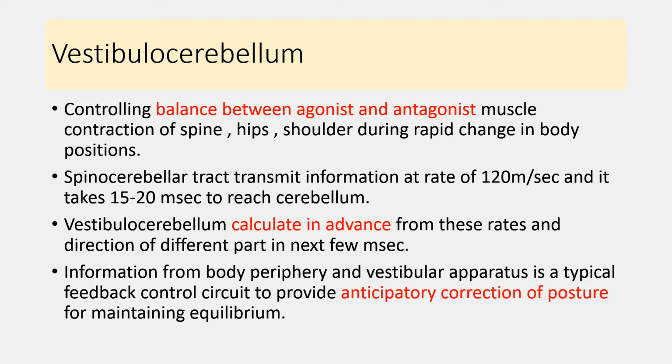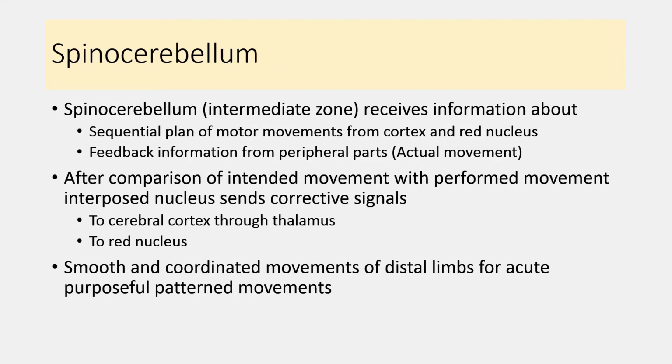So during rapid changes in the body movement, the vestibular nuclei and the peripheral input provide the information for the correction of the body posture, and in this manner the vestibulocerebellum is helpful in the regulation of the equilibrium and the posture during the different movements. Spinocerebellum.